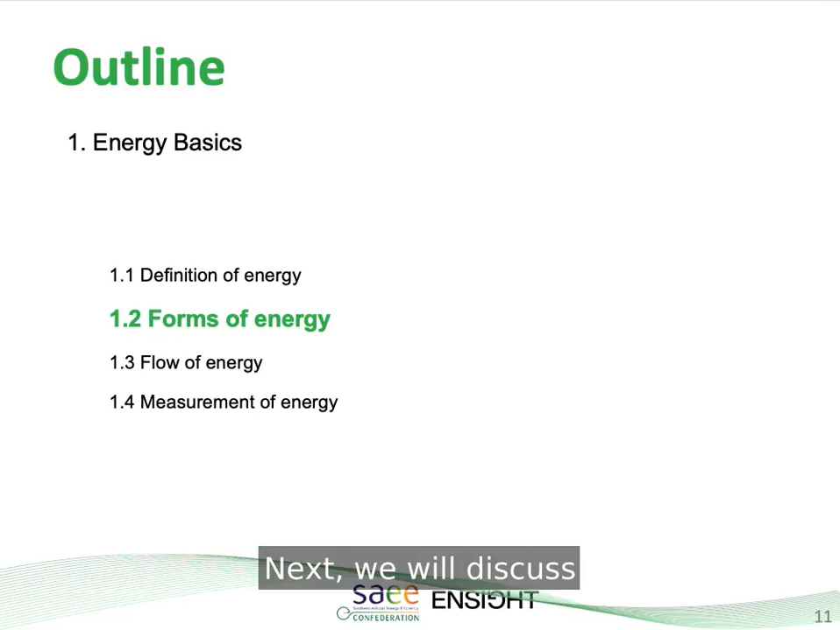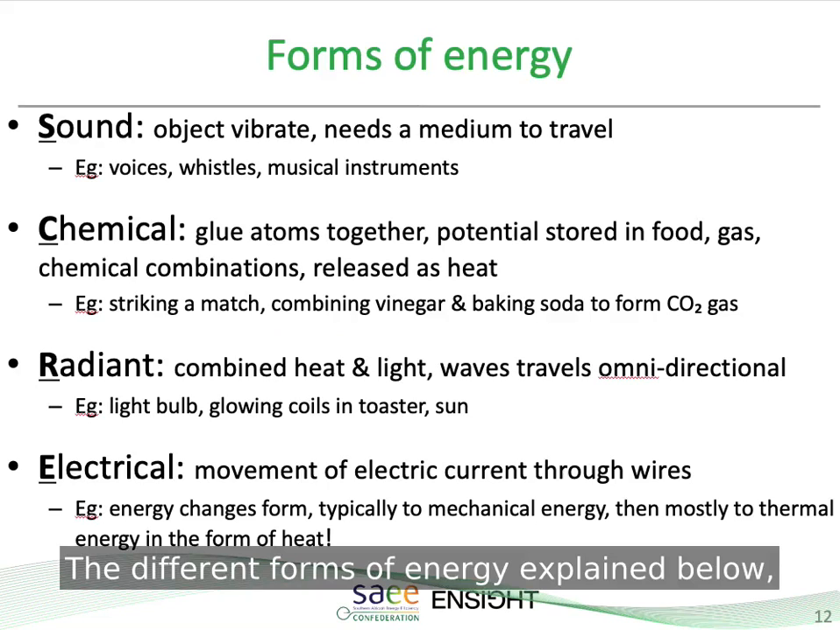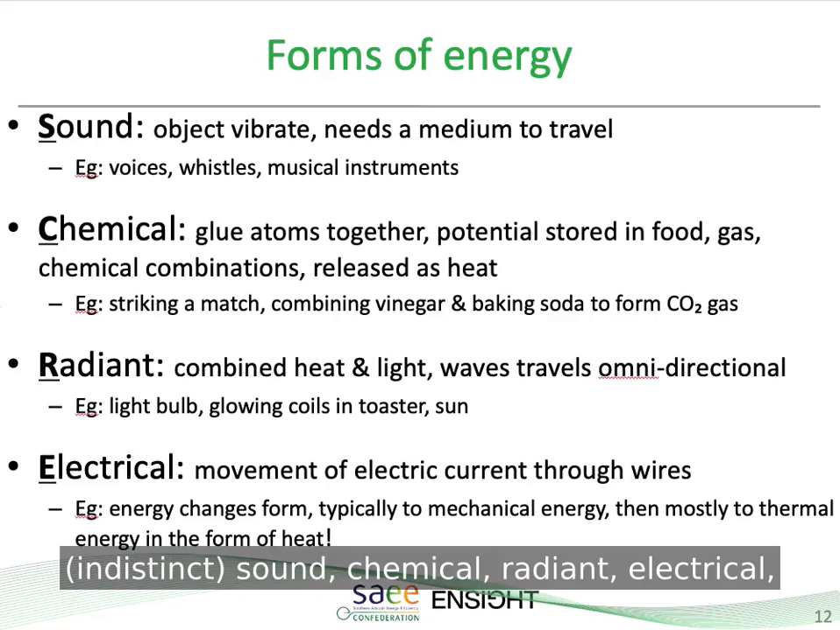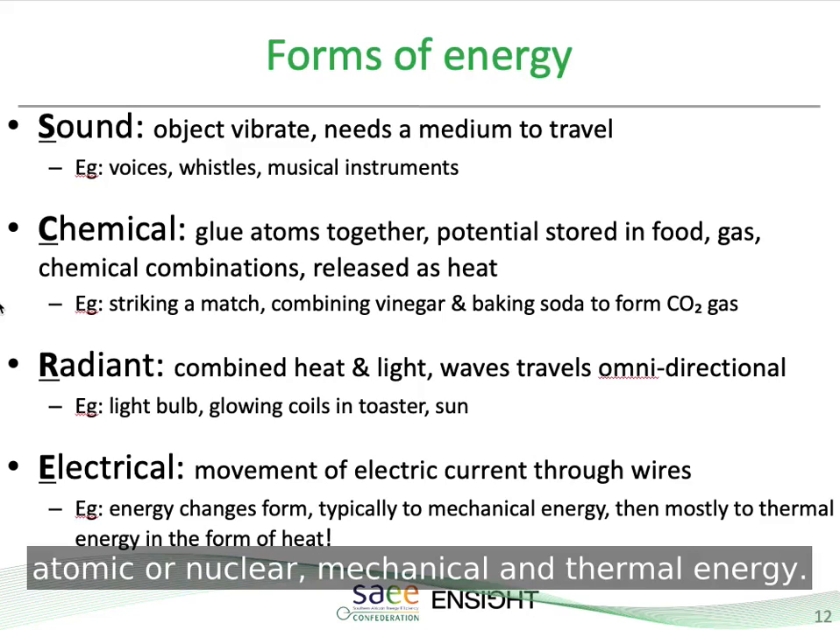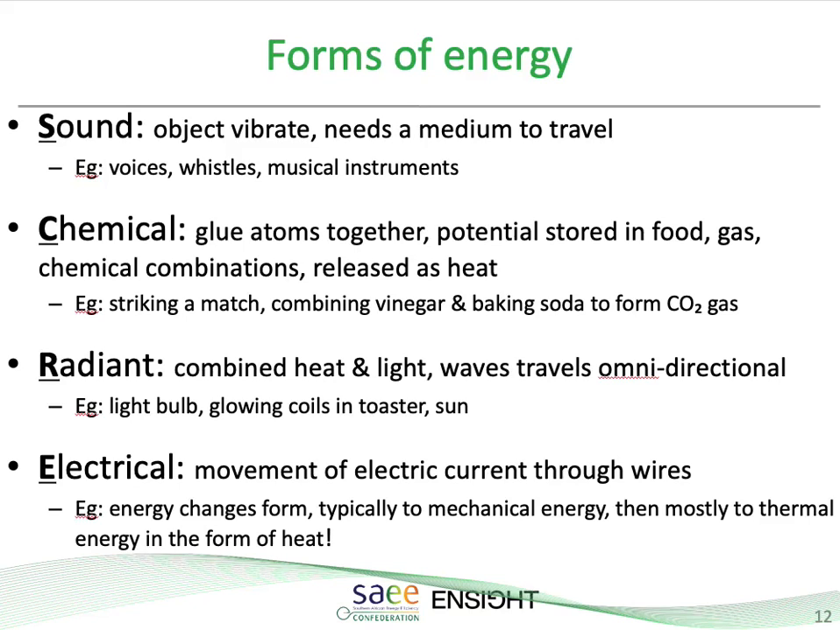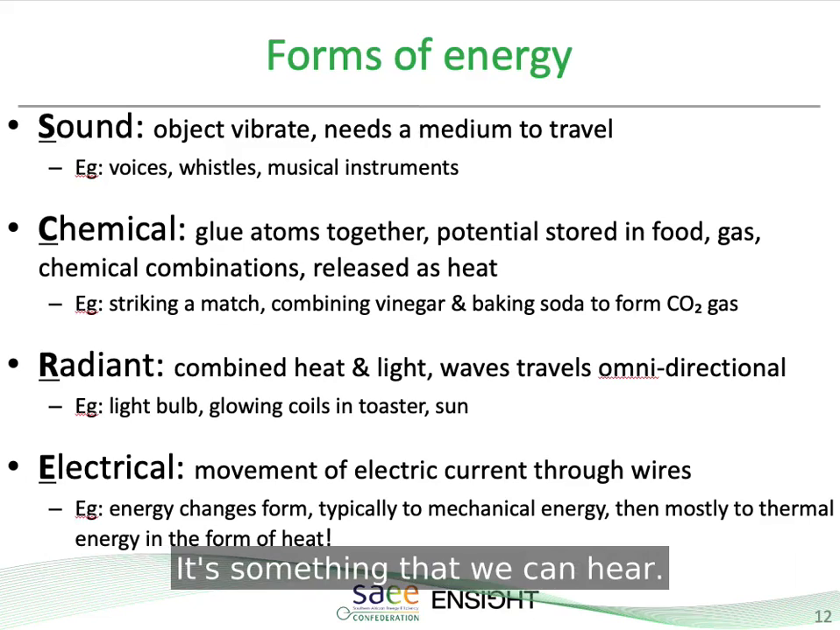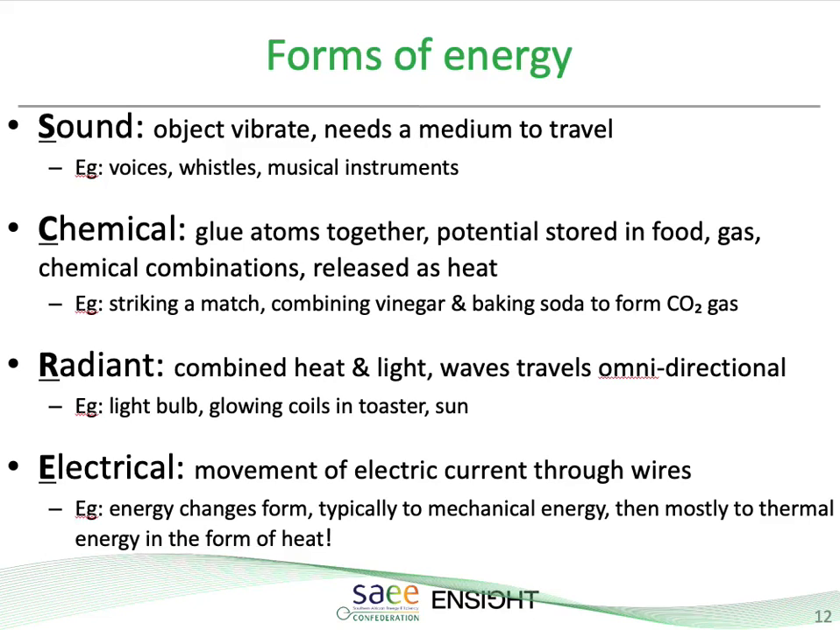Next, we will discuss the different forms of energy. The different forms of energy explained below fall under sound, chemical, radiant, electrical, atomic or nuclear, mechanical, and thermal energy. Sound energy is, for example, voices or whistles. It's something that we can hear.